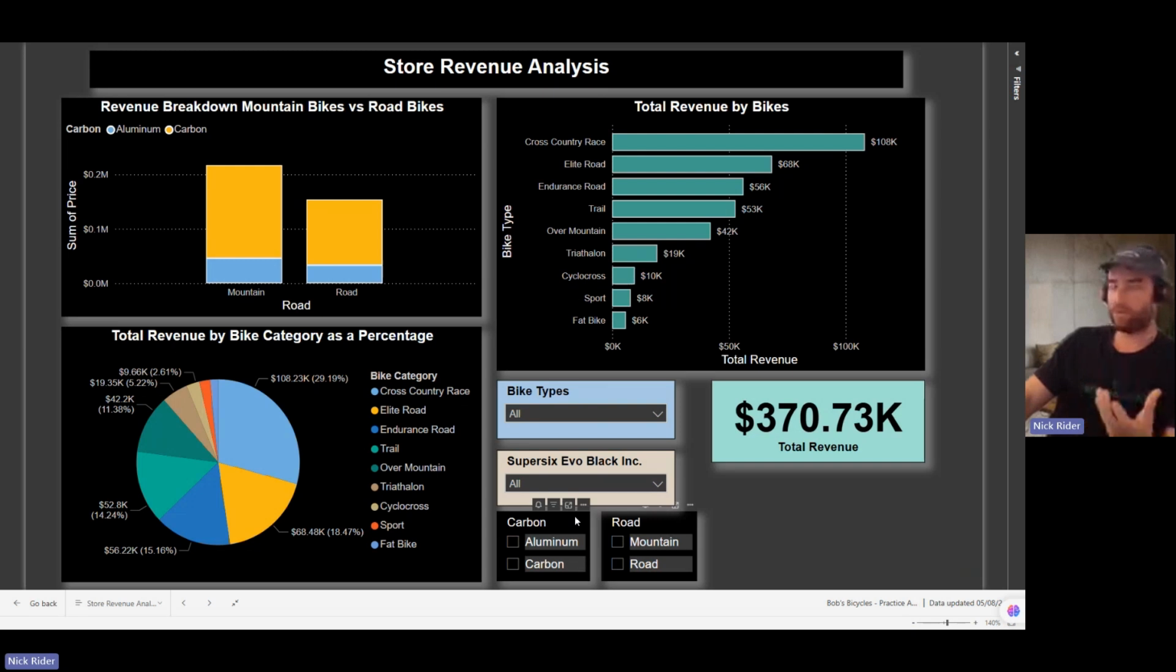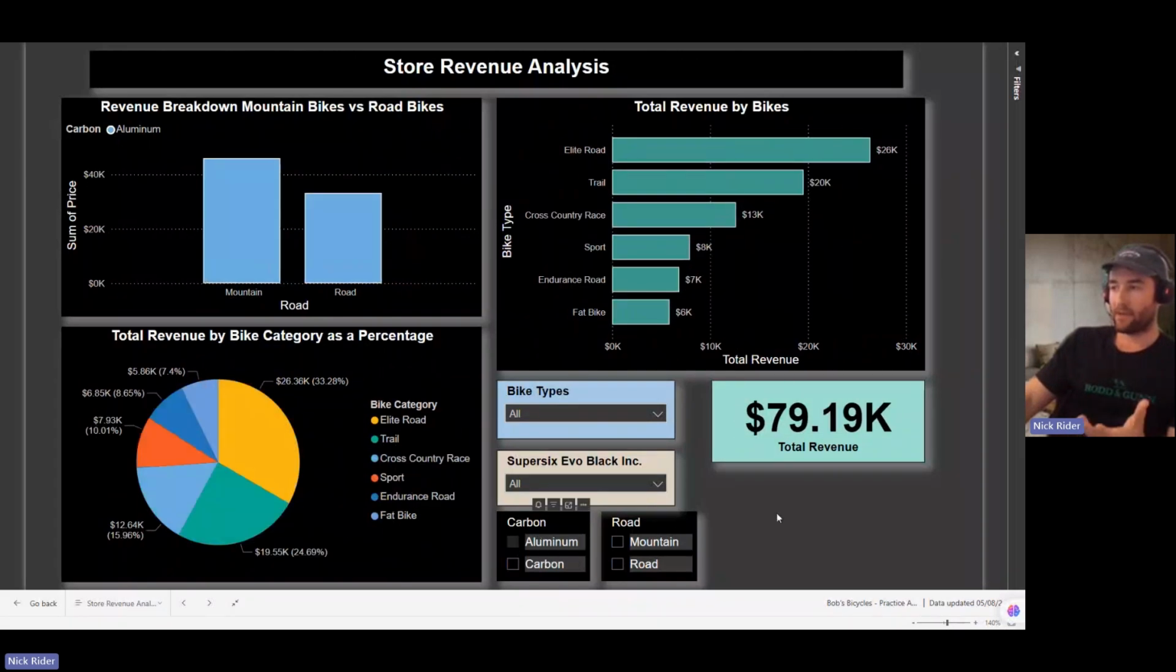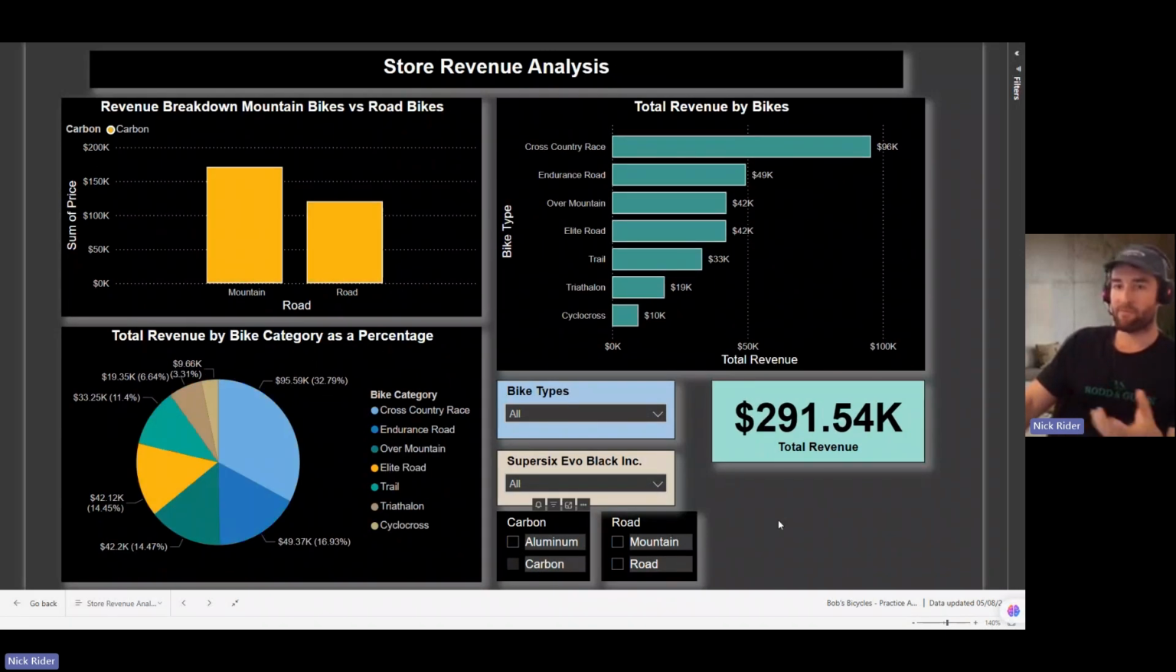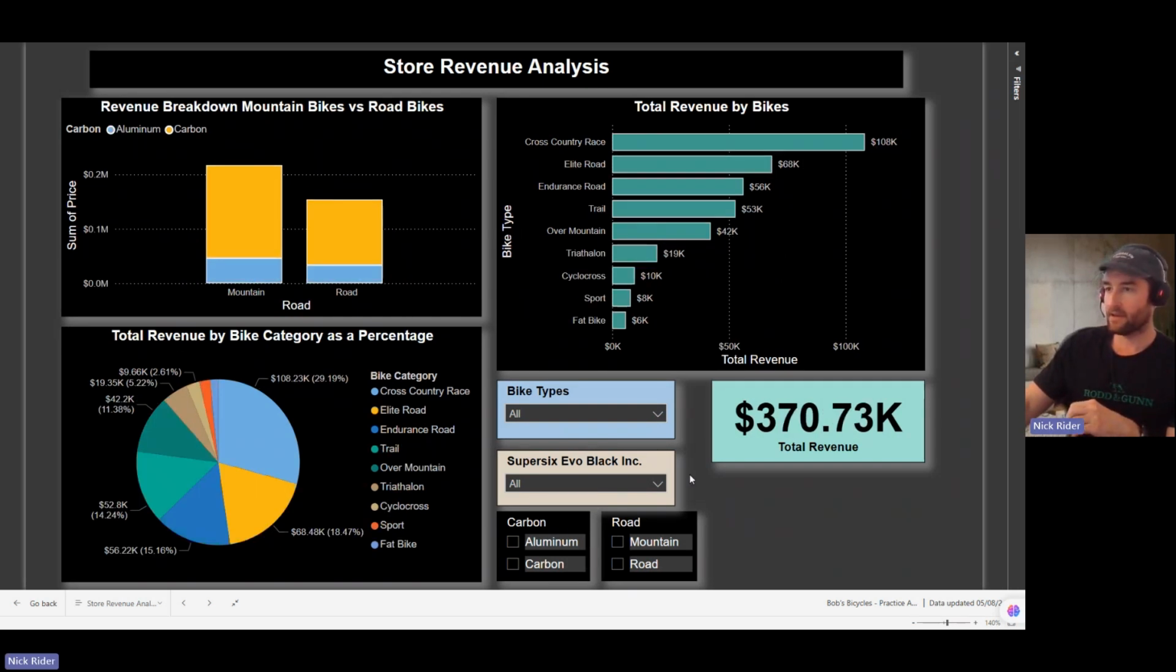Now between carbon and aluminium, throughout this period in 2011 to 2015, because it's historical data, we're only just starting to see that transition from aluminium into carbon in the bicycle market. So if I go to aluminium, 79.19k, and then we go to carbon, 291.54k. So Bob is selling quite a lot more carbon bikes to his particular customer base.